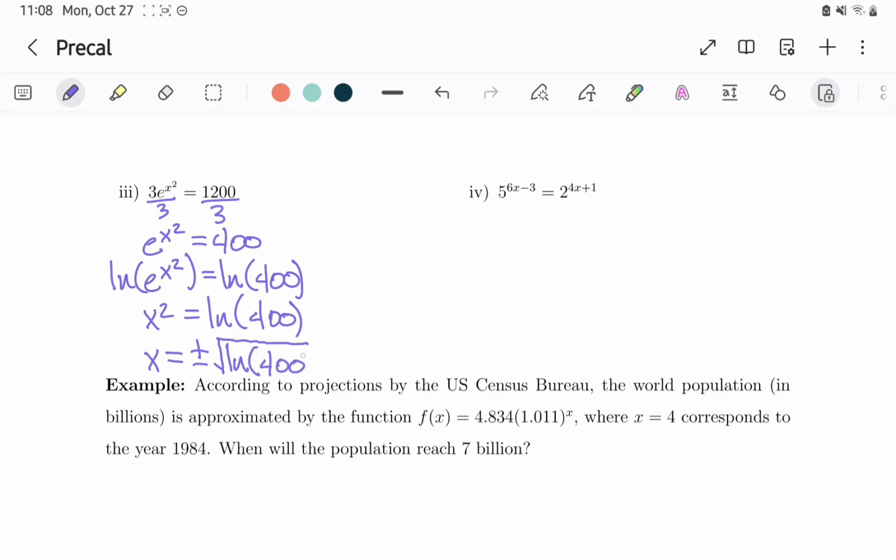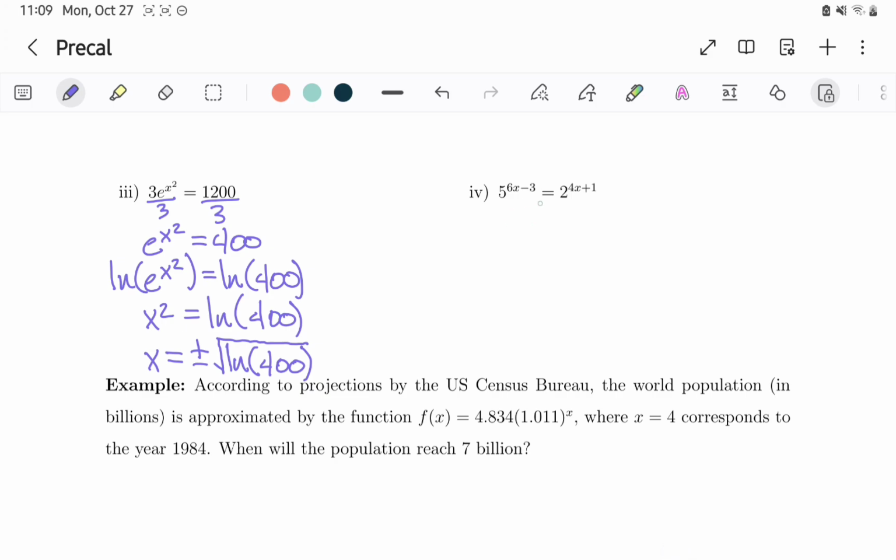And of course, we can consider both the positive and negative solutions here, because if we think about plugging in plus or minus the square root of ln of 400 into our original equation, we would have 3 times e to the plus or minus the square root of natural log of 400 squared. And then, of course, when we square it, we're just going to have e to the natural log of 400. And e to the natural log of 400 is just going to be 400 times 3 is 1200. So both solutions satisfy the equation.